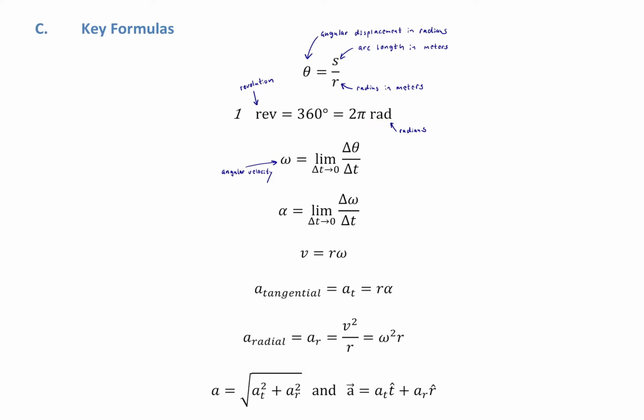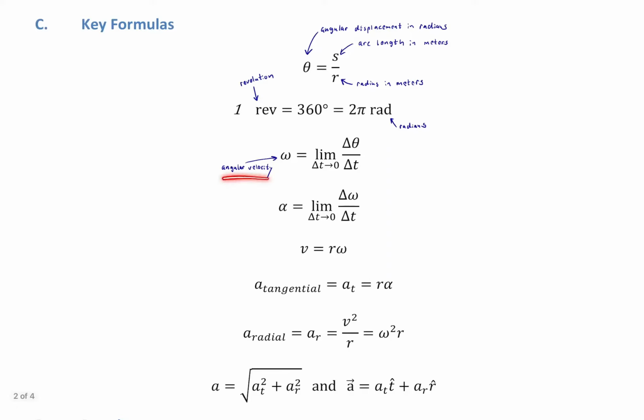Okay, now we have our official definition of angular velocity. This is instantaneous angular velocity, and it is the limit, as the change in time goes to zero, of the change in angular displacement over the change in time. Of course, average angular velocity would just be getting rid of the limit, and then you would define that with a bar above to denote average.